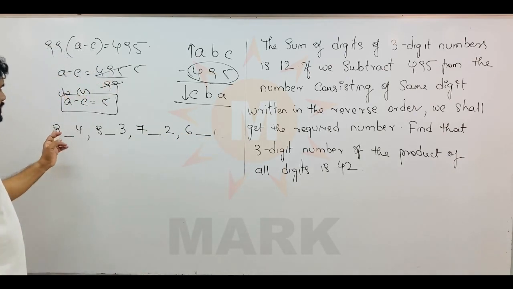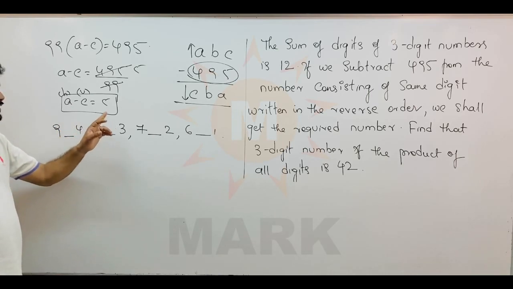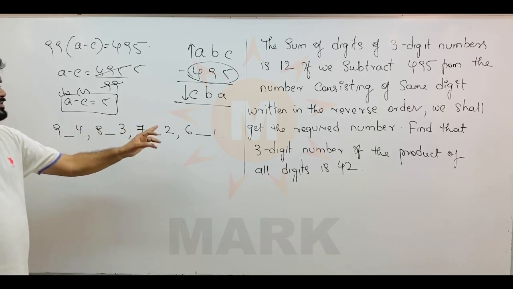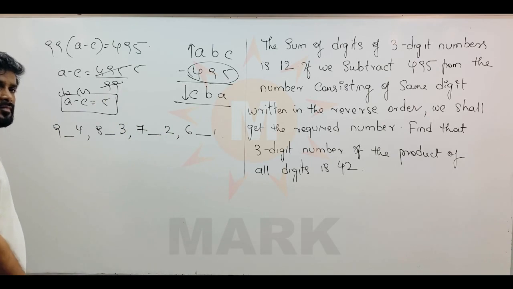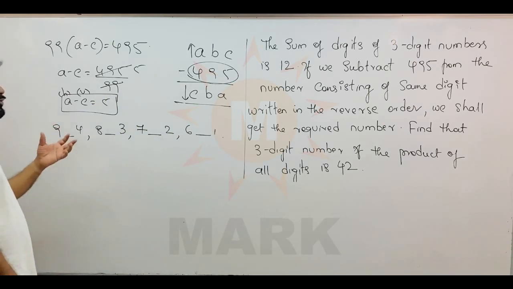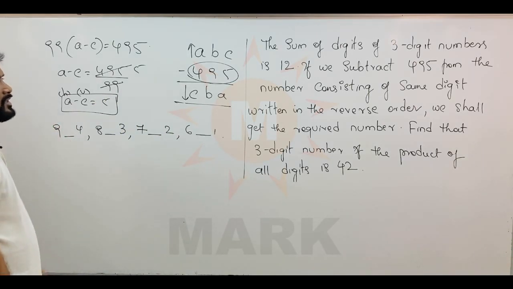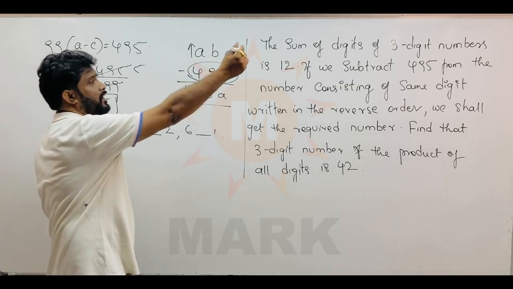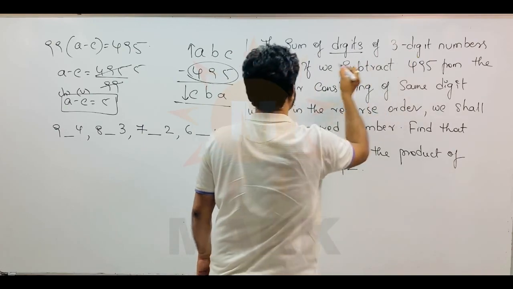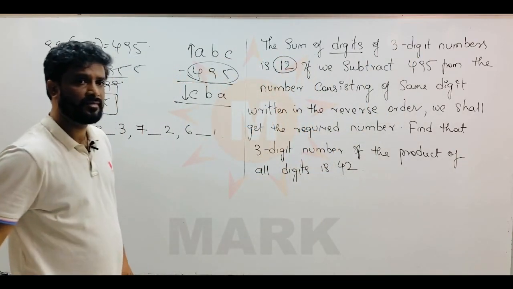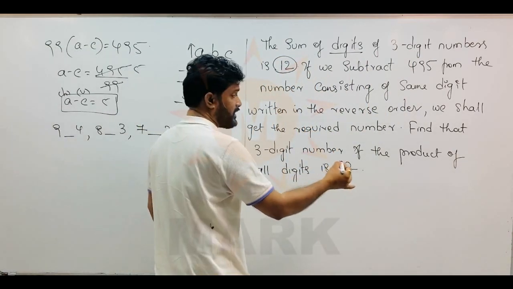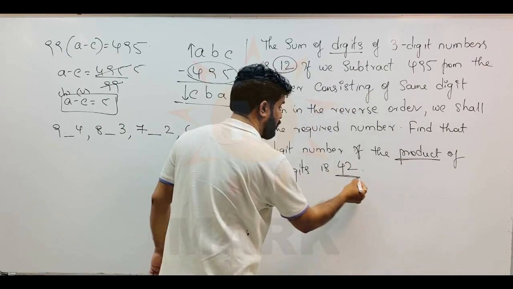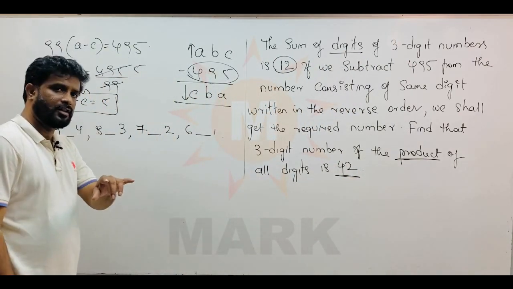Because 9 minus 4 is equal to 5, 8 minus 3 is equal to 5, 7 minus 2 is equal to 5, 6 minus 1 is equal to 5. Okay, there are 4 combinations, 4 choices of answers that we can get. My dear friends, we will see one by one. The sum of the digits in a 3-digit number is 12, he is saying. And one more thing is the product of all the digits should be 42.